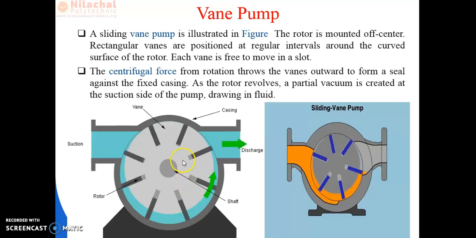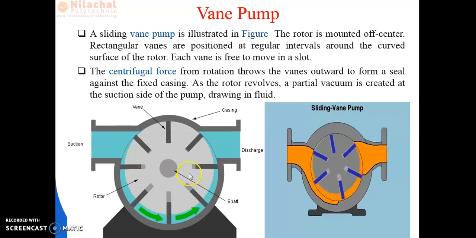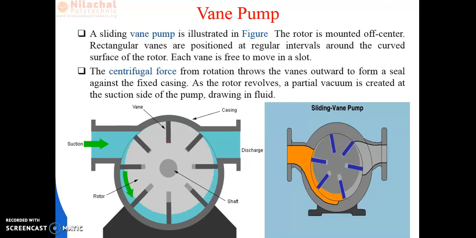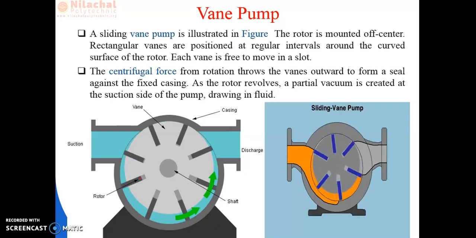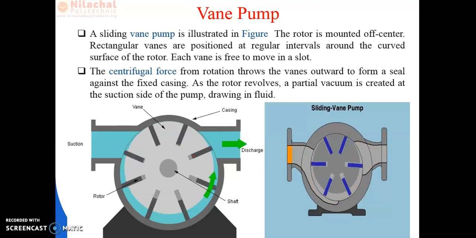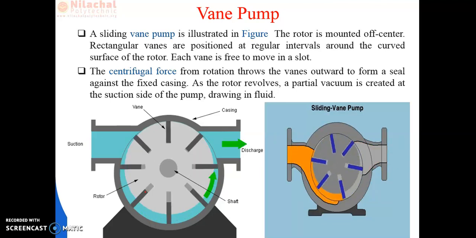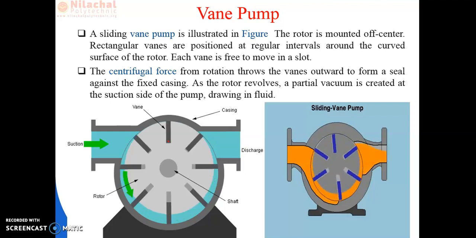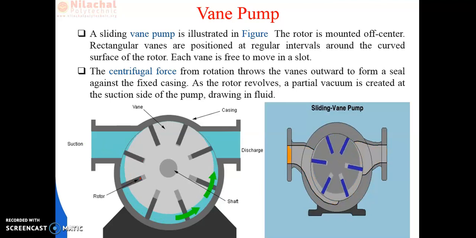This is a rotational type of vane pump. During the rotational motion of the vanes, a centrifugal force is caused. The centrifugal force from the rotation throws the vanes outward to form a seal against the fixed casing. As the rotor revolves, a partial vacuum is created at the suction side of the pump, drawing in the liquid.